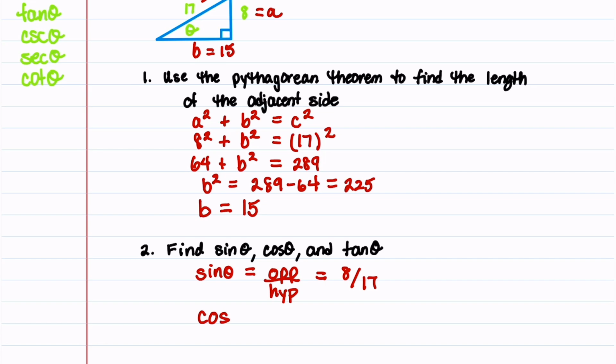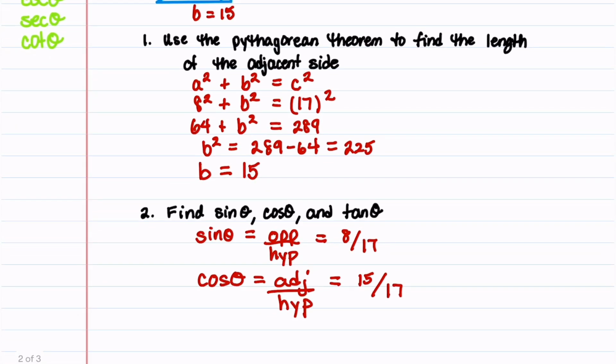Our cosine theta is defined to be the adjacent side divided by the hypotenuse. Our adjacent side, that's the value we just found, so that's 15, and our hypotenuse is 17 still. And then our tangent function, tangent theta, is our opposite divided by our adjacent. Our opposite side is equal to 8, and our adjacent side is 15.